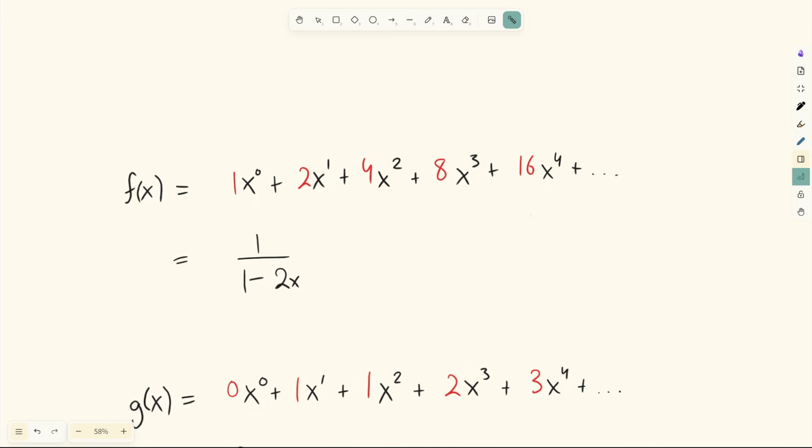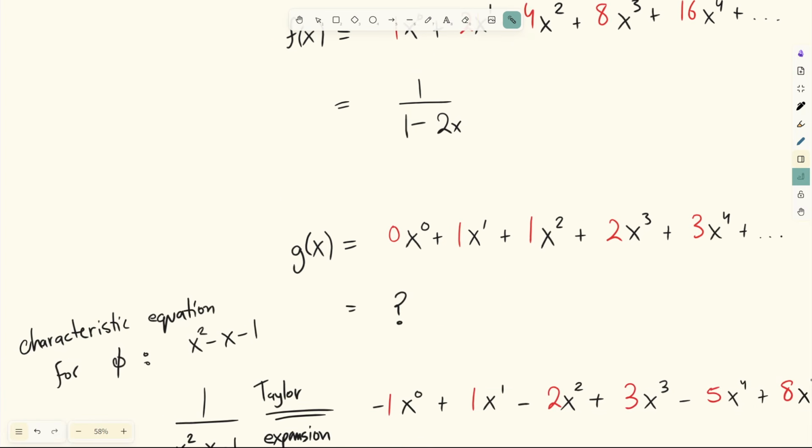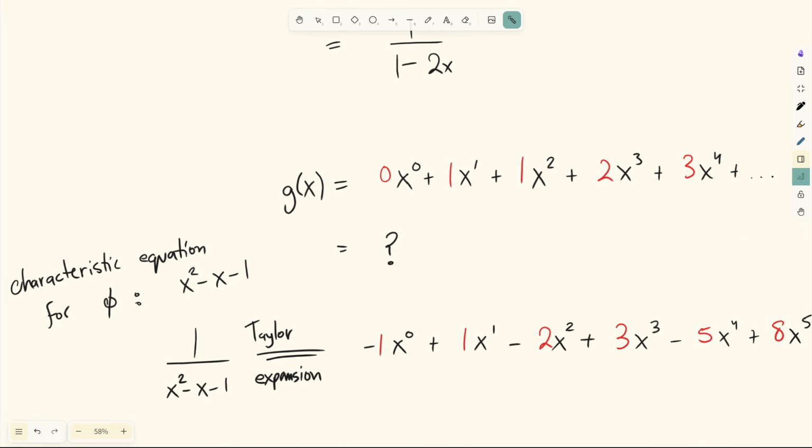Now we want a function that encodes the Fibonacci sequence. And it's 1 over a polynomial. A nice guess would be to consider the characteristic equation that we saw, which was x squared minus x minus 1, the characteristic equation for phi, whose roots are phi and psi. And you can see what the Taylor expansion of that reciprocated polynomial is.